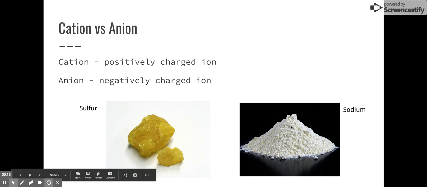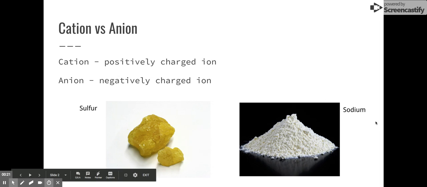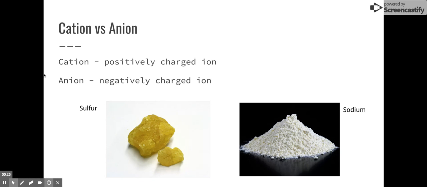Here we have sodium, and if we look at our periodic table, we can see that it's in the first column. And if we know our charge rules, we know it has a +1 charge, therefore making it a positively charged ion and a cation. If we look at sulfur on the periodic table, we see that it's in the 16th group, therefore giving it a -2 charge, making it an anion with a negatively charged ion. An ion is just a charged element.